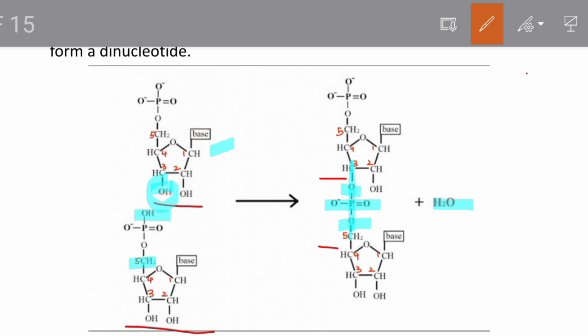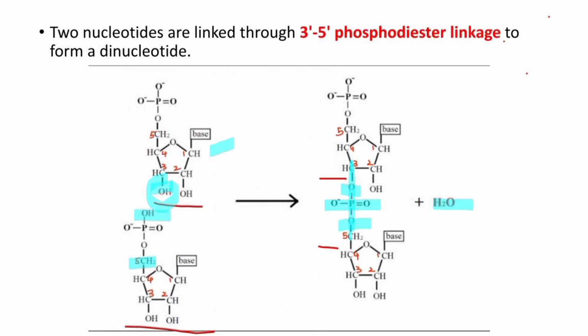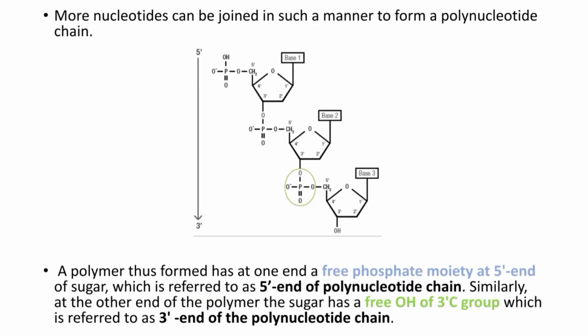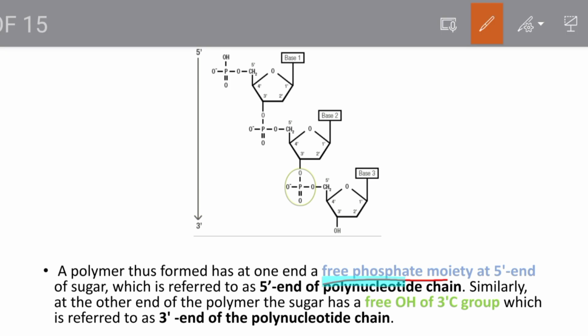This is not given in the textbook, but this line is given, but this diagram is not given. I have added it to explain. More nucleotides can be joined in such a manner to form a polynucleotide chain. A polymer thus formed has a free phosphate moiety at 5' end. Here you can see at the 5' end there is free phosphate. At the 5' end of sugar, which is referred to as 5' end of polynucleotide chain.